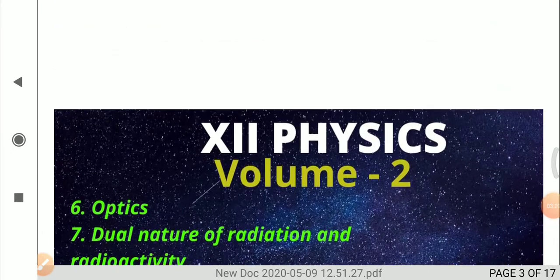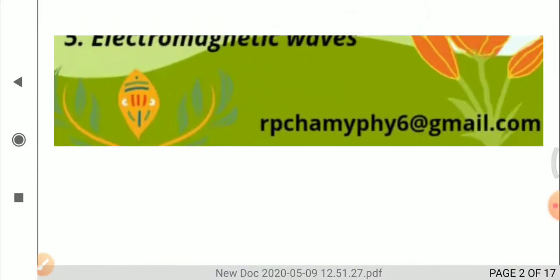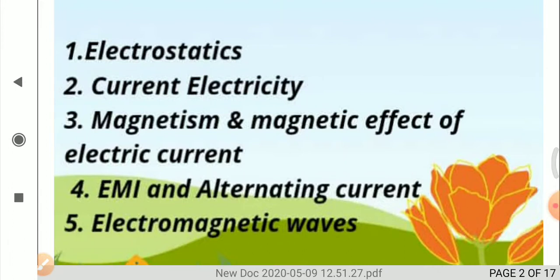Okay, let us move to the first volume. So in this first volume, what is the first chapter? Electrostatics. In this electrostatics we are going to discuss static electric charges, how the charges were discovered, what the basic properties of electric charges are, and electric field, electric potential, capacitor, capacitance, everything we are going to discuss in the first chapter.